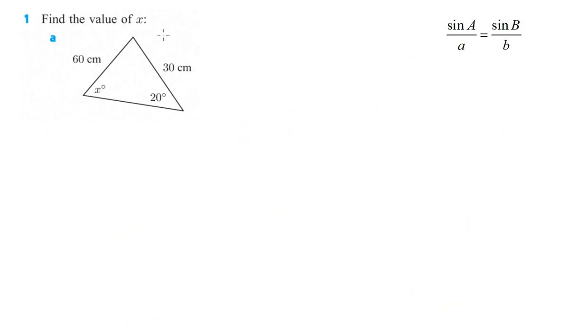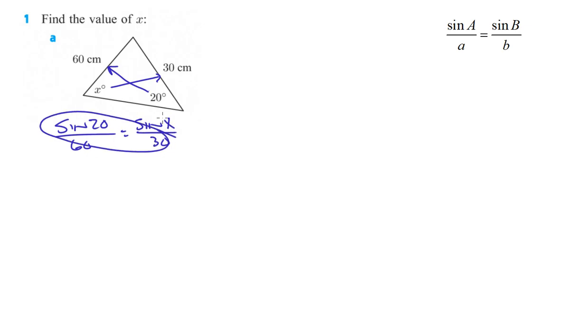We've got number 1, find the value of x. Okay, so this over this is going to equal this over this. So we still want to set it up the same way. Sine 20 over 60 is going to equal sine x over 30. Cross products, right? So 60 sine x is going to equal 30 sine 20.